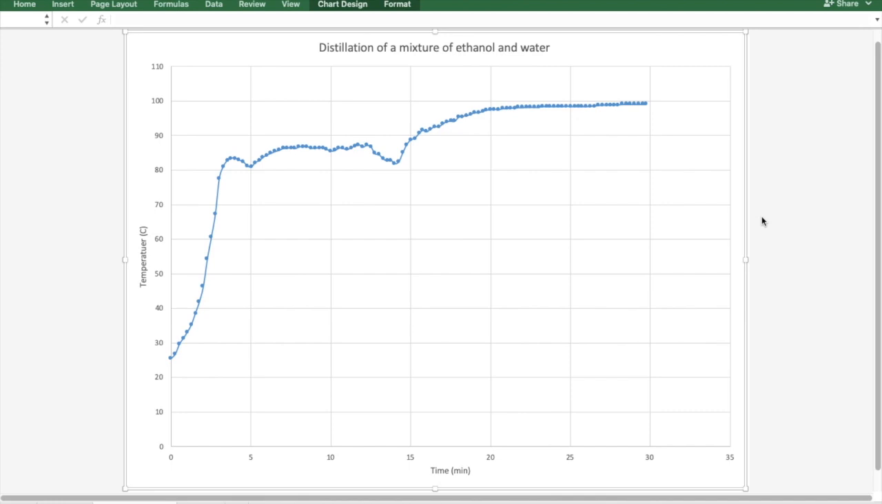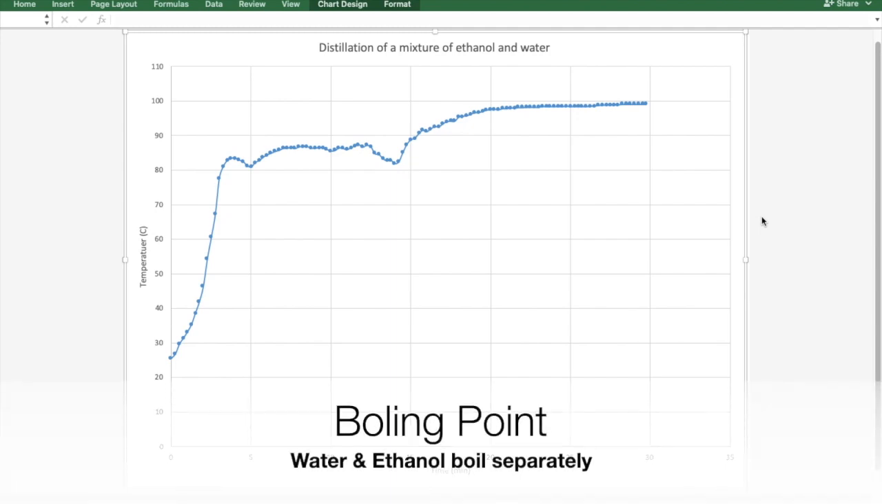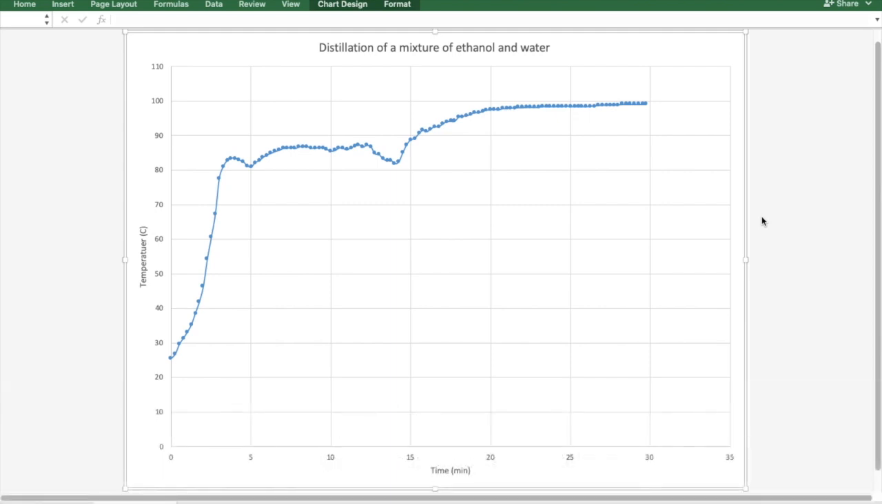So what's really happening is that the ethanol, the ethyl alcohol, and the water are boiling separately. The mixture first reaches the boiling point for the ethyl alcohol, and all of it vaporizes and boils off. Then temperature is able to rise again until it reaches the boiling point of water, where the water starts to boil.